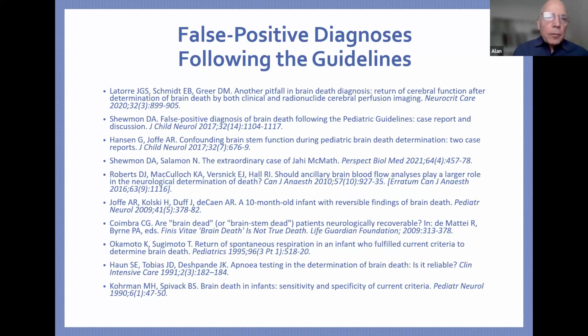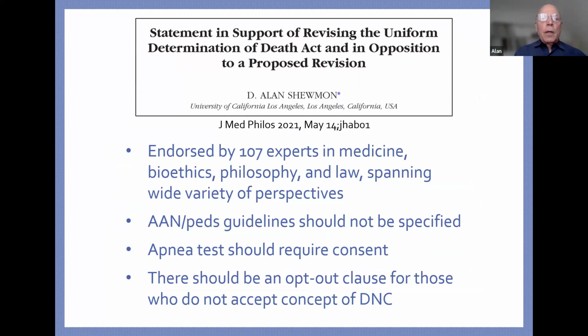The American Academy of Neurology has constantly claimed that there has never been a false case of diagnosis if the guidelines are rigorously followed. This is simply not true. Here's a whole list of published cases where the guidelines were followed, yet some brain function returned.